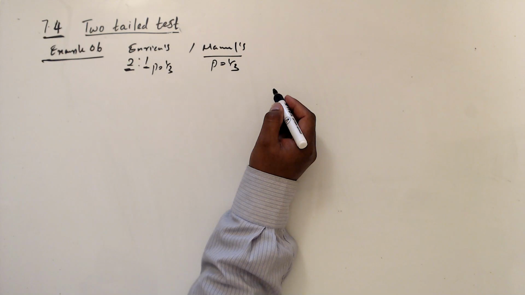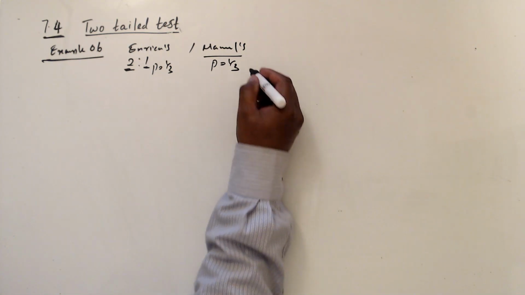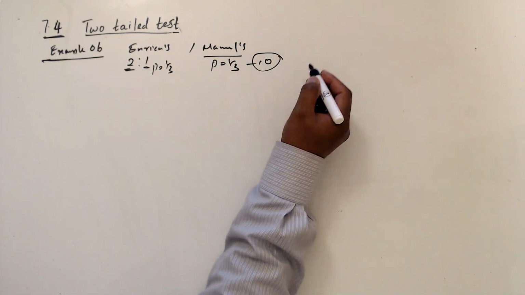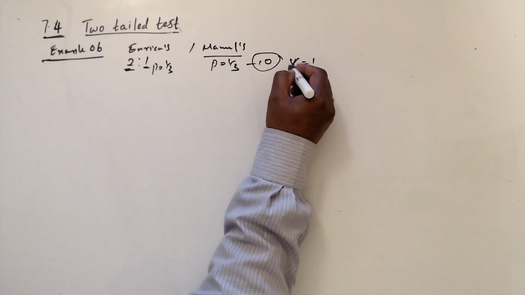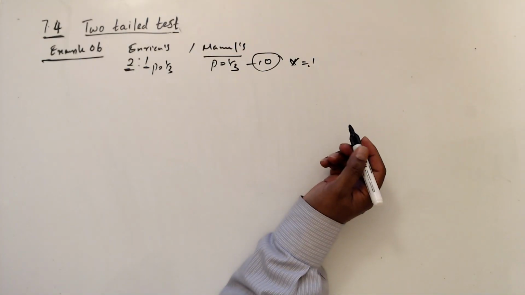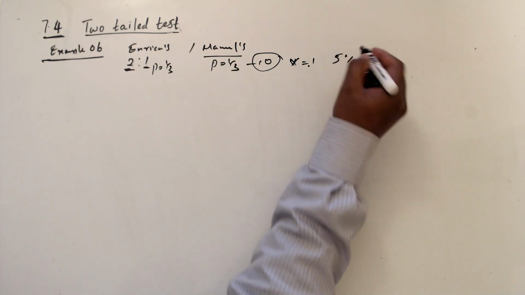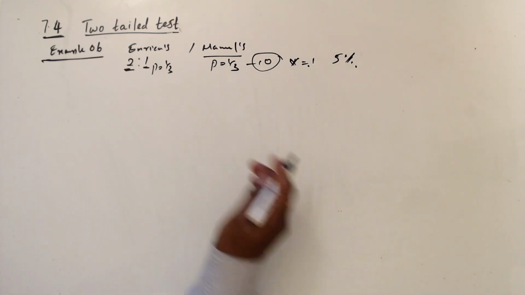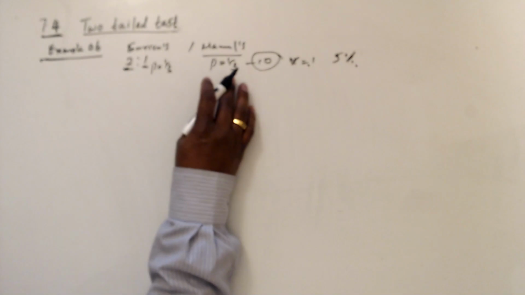They took a random sample of 10, and one person is observed to be vegetarian here. So we want to test at 5% significance level whether this statement is right or wrong. Both have p equal to 1 over 3.